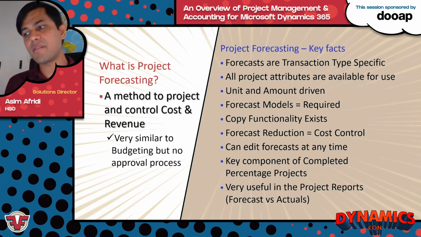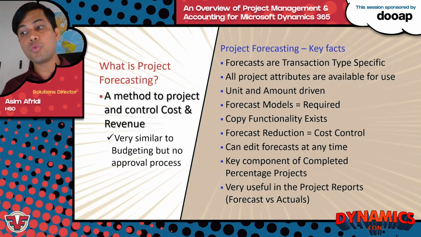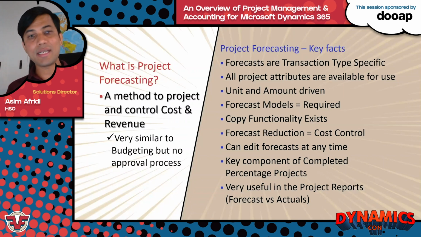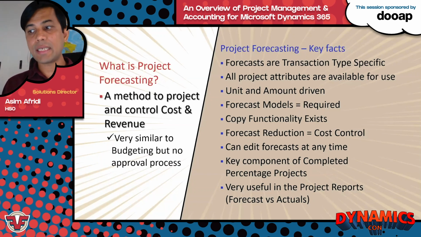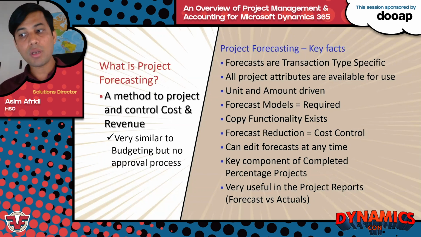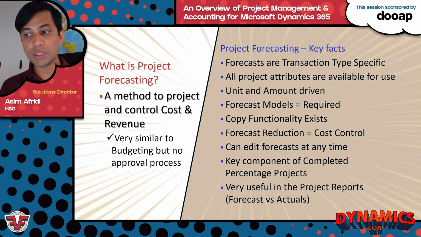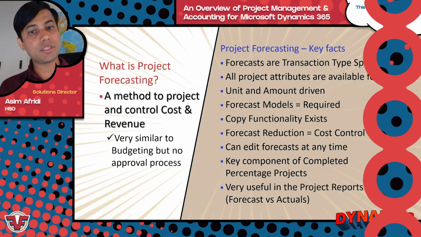So forecast models can be designated as submodels for a model as well, which allows you to forecast by regions, time periods, departments, etc. Also, there's a one-to-one relationship between a forecast and a model. So each forecast model makes up a separate budget for a project. Forecast models can use forecast reduction as the control mechanism for projects. With forecast reduction, as the actual transactions happen, it reduces the forecast transactions balance.